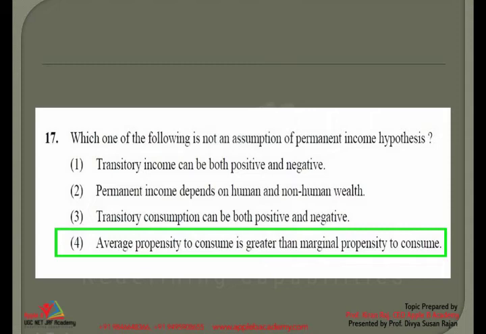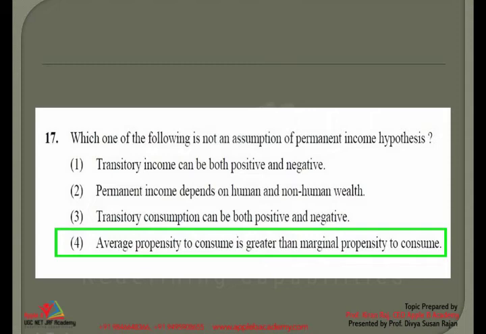A, transitory income can be positive and negative. B, permanent income depends on human and non-human wealth. C, transitory consumption can be both positive and negative. Or D, average propensity to consume is greater than the marginal propensity to consume. Now clearly, the question here is to figure out which is not an assumption of the permanent income hypothesis.